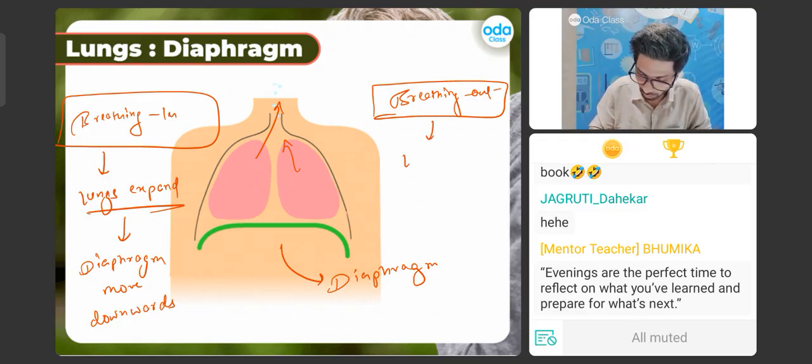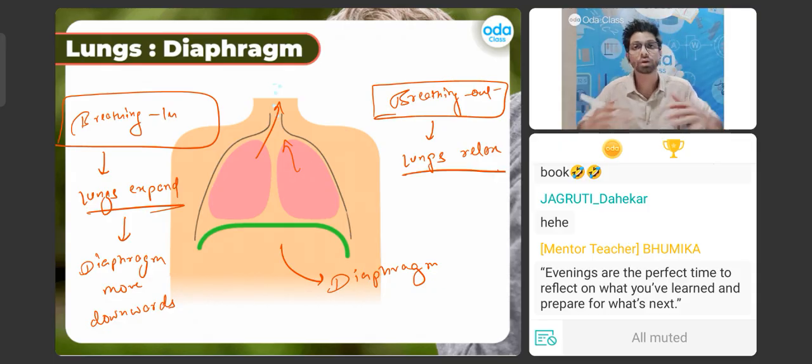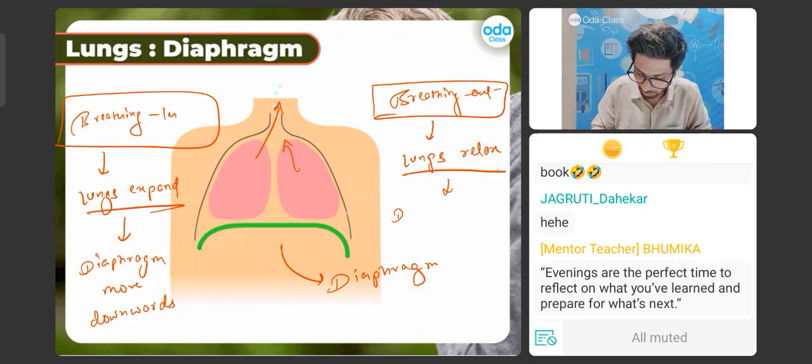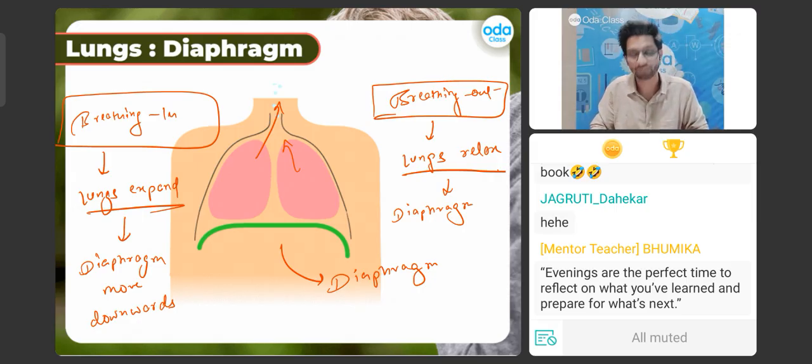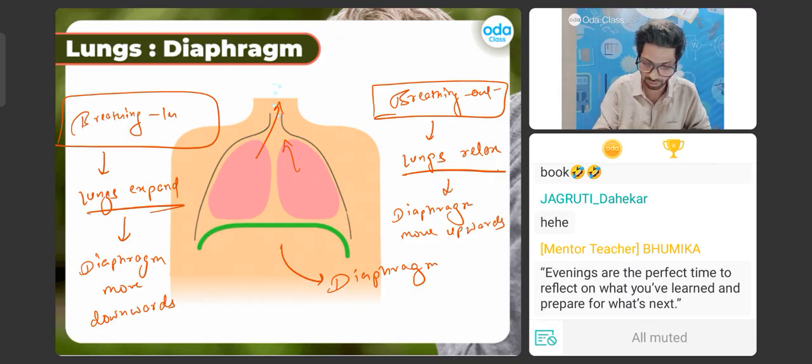Okay, so here your lungs will relax when you breathe out. When you take out the air, your lungs will relax. It becomes small. Your lungs will become small, and the diaphragm, what will happen? The diaphragm will move upward. Okay, the diaphragm will go upward like this. Okay, it will move upward.